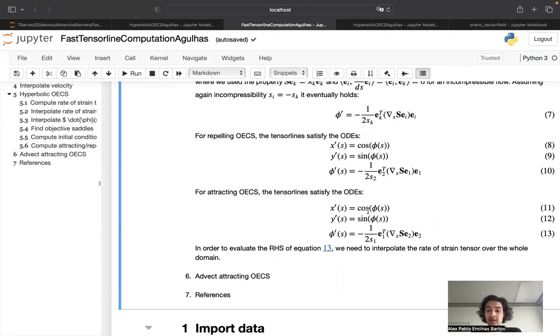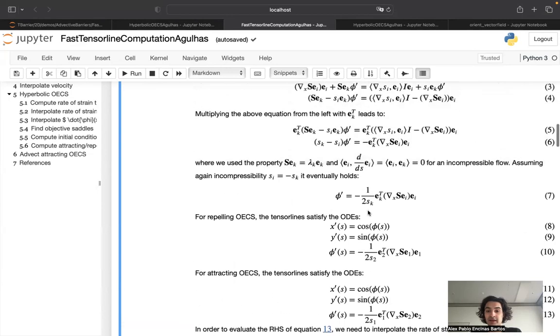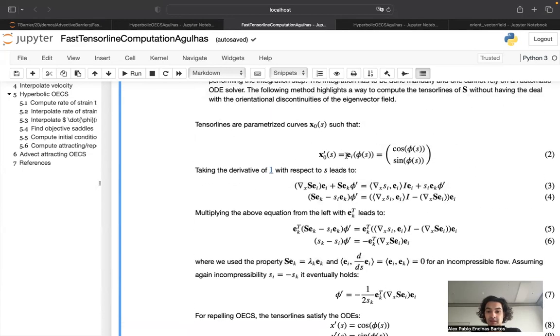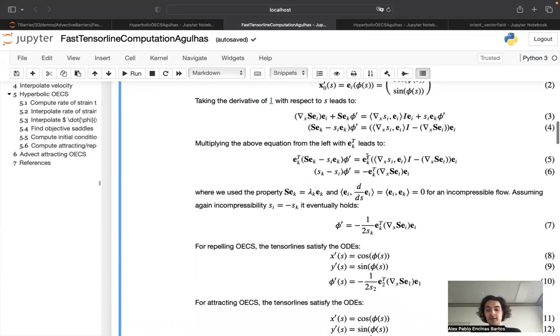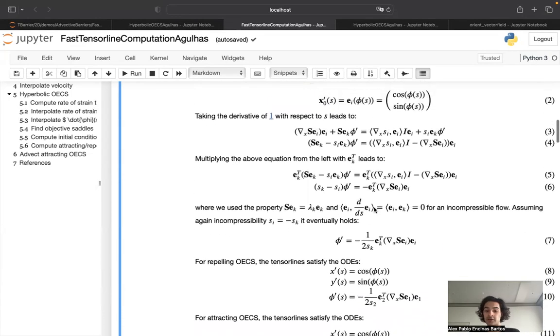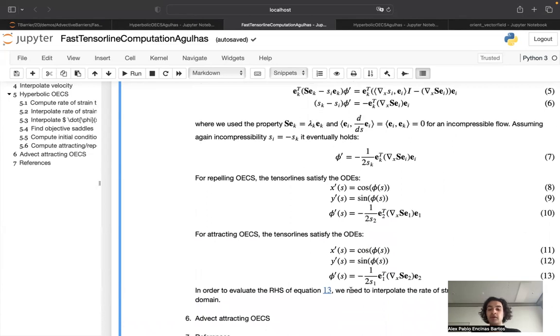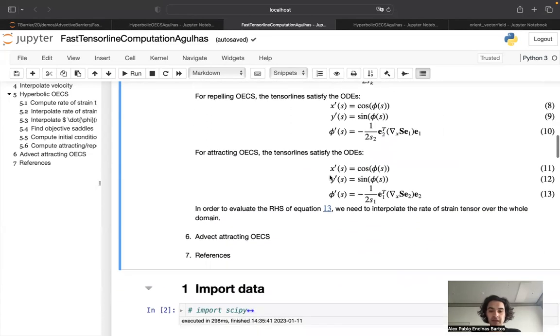And the initial angle is simply given by the initial eigenvector, right? So whenever you launch the tensor lines from the local maximum, then you have a local maximum, and there you have a specific eigenvector associated to this local maximum, right? And this eigenvector, of course, has a corresponding angle, and this will be your initial angle. And then you simply integrate these ODEs.